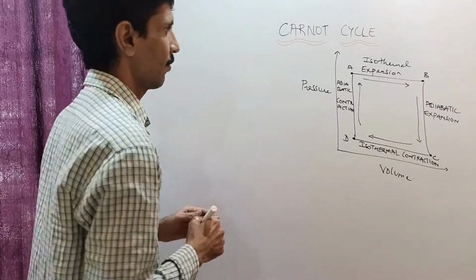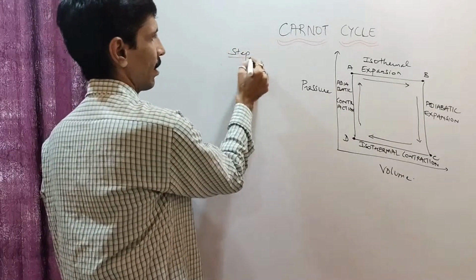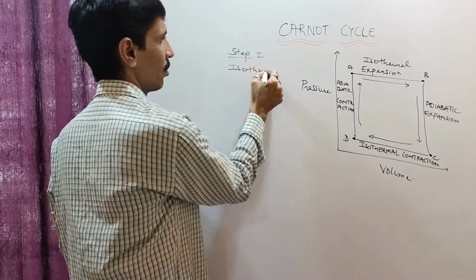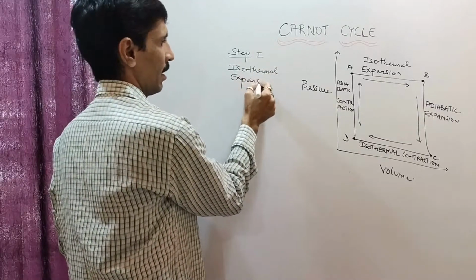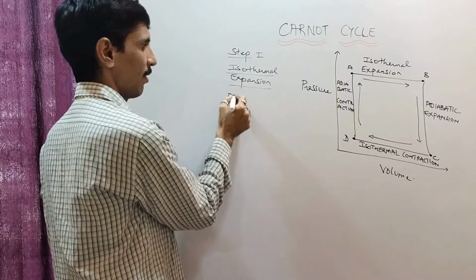So we begin with step number 1. Now when I talk about step number 1, it is known as isothermal expansion. Now when I talk about isothermal expansion, it's all about 1 mole of a gas.